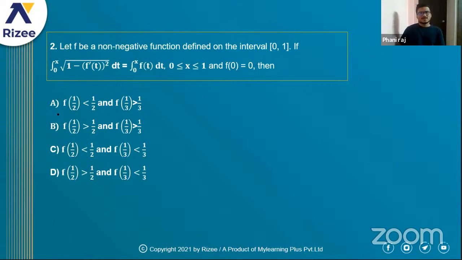Next, we'll go to the second question. It says integral 0 to x under root. Okay, fine. So here also you see x is less than or equal to 1, greater than or equal to 0, and f of 0 equal to 0.